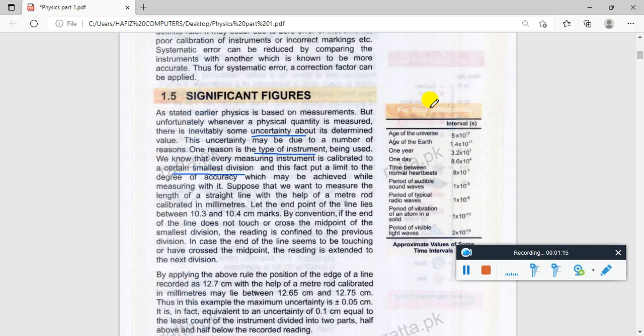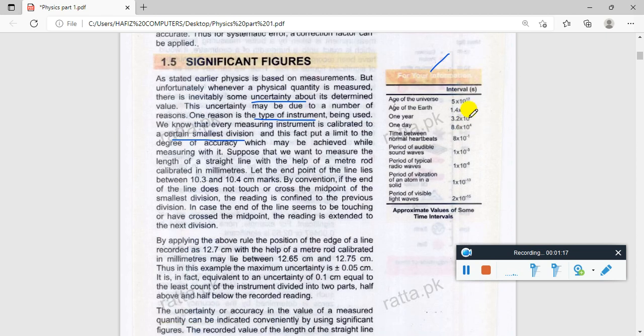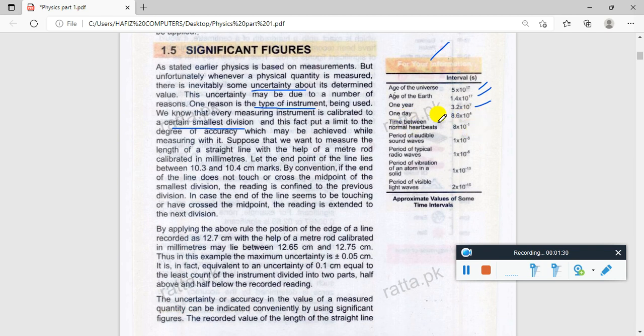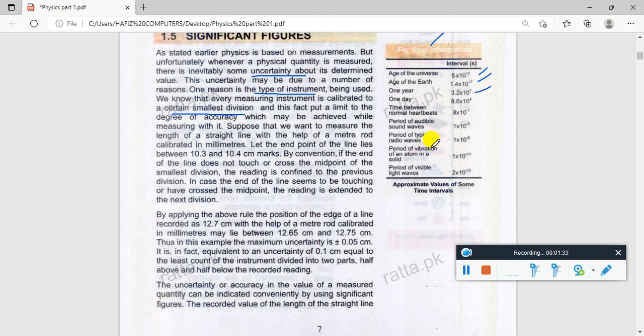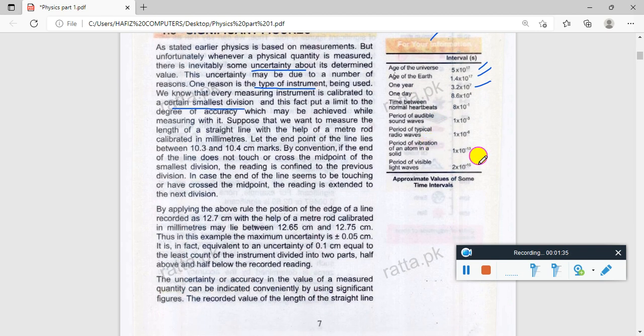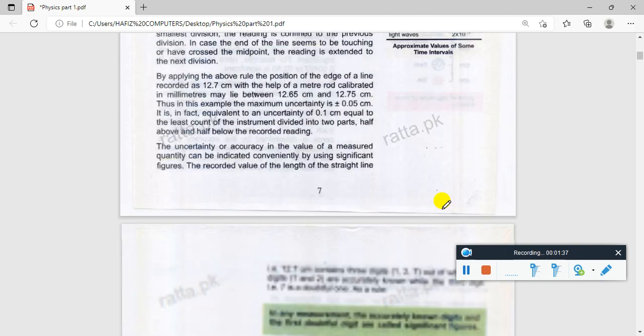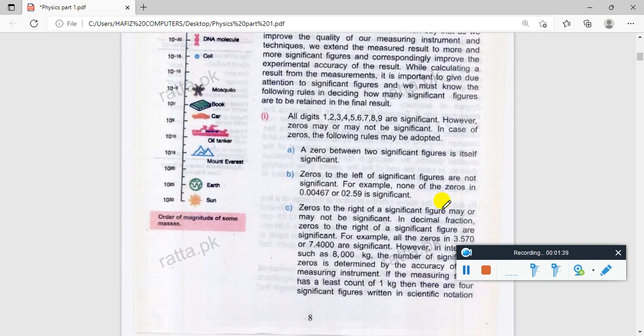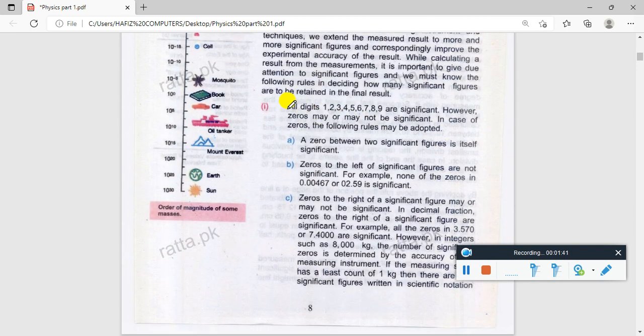So here is some information: the age of the universe, the age of the earth, one day equals how many seconds, one year equals how many intervals, then heartbeats, period of audible waves, period of vibration. These are all MCQs. Now we'll see some important rules of significant figures.